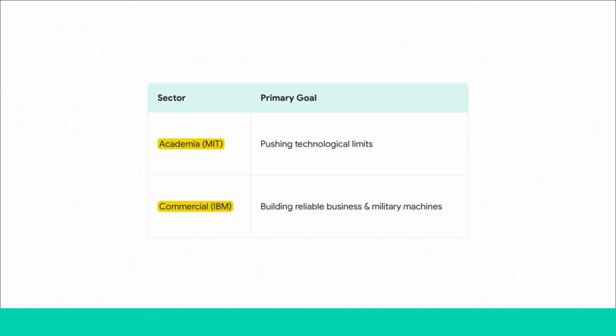And that really gets at a huge difference in goals back then. You had commercial giants like IBM, and they were focused on building incredibly reliable and incredibly expensive machines for the government, for the military, for huge corporations. Their number one priority was stability, not crazy experiments. But in the academic world, the goal was completely different. It was about pure exploration, just pushing the technology to its absolute limits to see what was even possible.